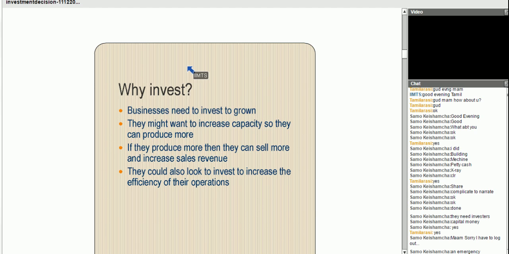They could also look to invest to increase the efficiency of their operations. Like right now we are using a machine which can produce 50 units in 5 minutes. If we have to increase our sales, we'll have to increase production, and for that we can buy new machinery which might manufacture 100 units in 5 minutes. So now we are trying to increase the efficiency of the operation.